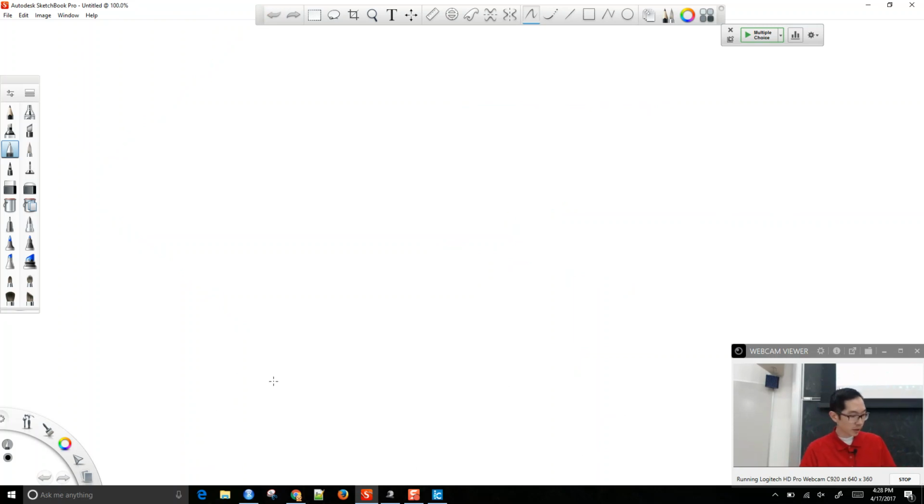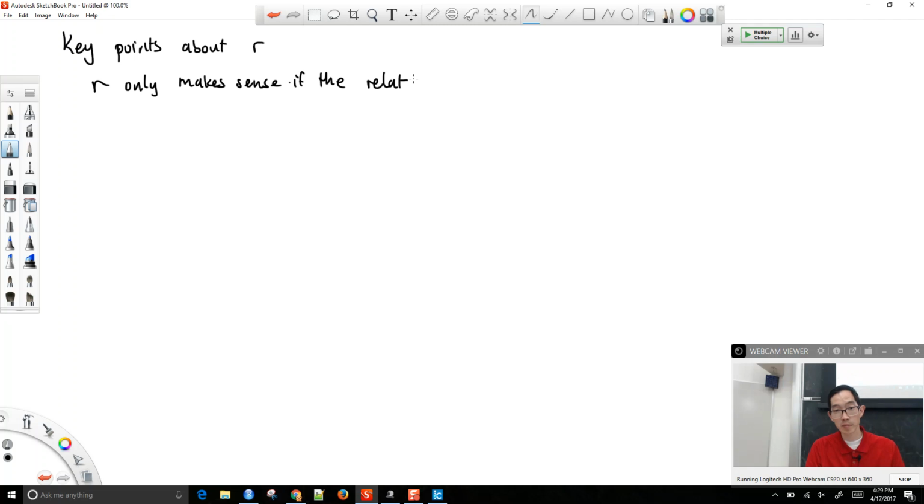Here are a few key points about R. Number one, R only makes sense if the relationship is linear. And that means you must make a scatter plot to decide if it is linear.